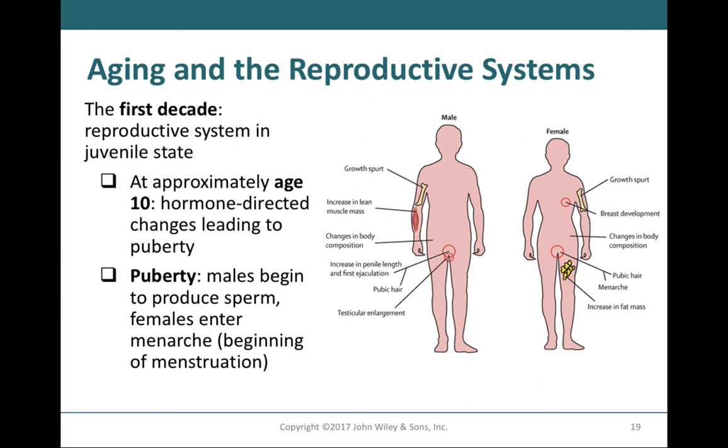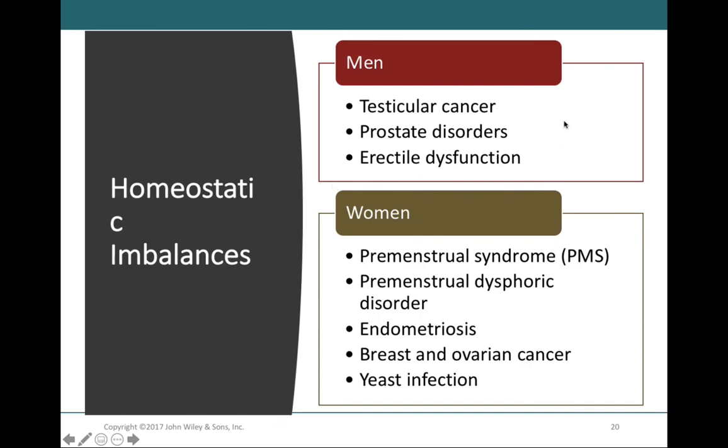As this chapter comes to a close, I do just want to mention that puberty does start right around age 10. Give or take a year or two, this is going to be the time when gonadotropin-releasing hormone is released from the hypothalamus and starts the process of spermatogenesis in males and oogenesis in females. A few homeostatic imbalances that relate to the reproductive systems are testicular cancer in males, prostate cancer and other prostate disorders as well, and also erectile dysfunction. Women are especially susceptible to breast cancer and ovarian cancer, and endometriosis is when tissue that's very similar to the endometrium grows outside of the uterus.